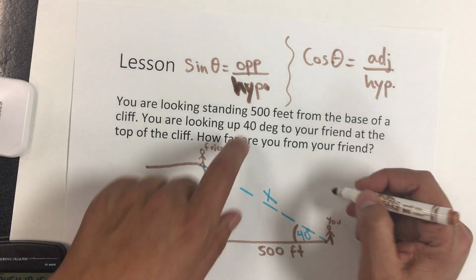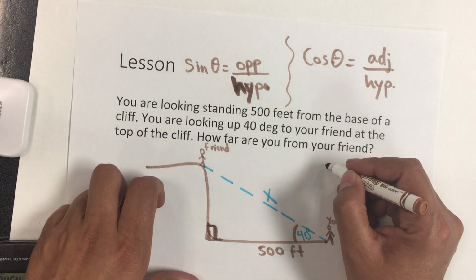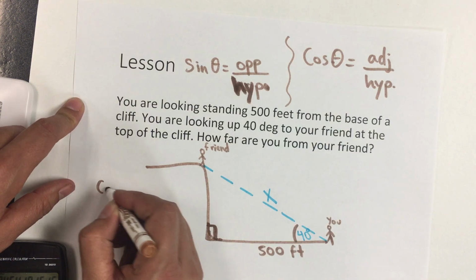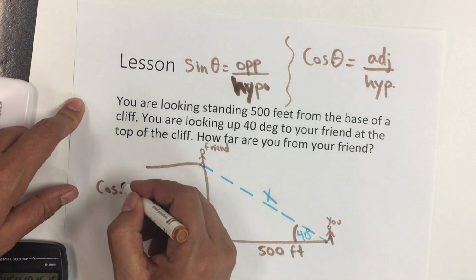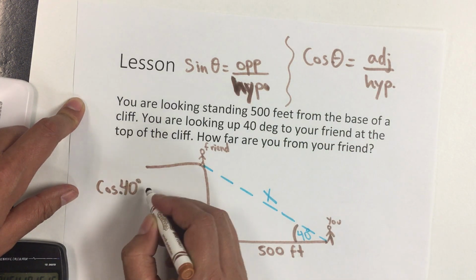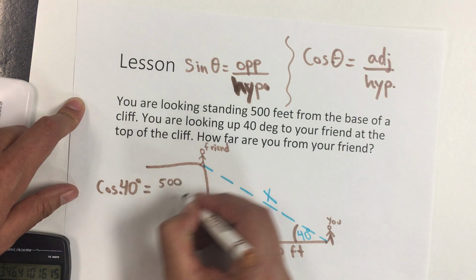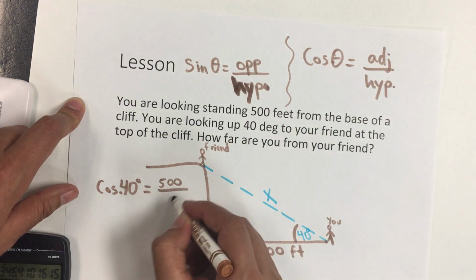Okay, so we're gonna use, which one has adjacent? Oh, the cosine. So it's gonna be cos of 40 equals adjacent, meaning the 500, over the hypotenuse, which is x.